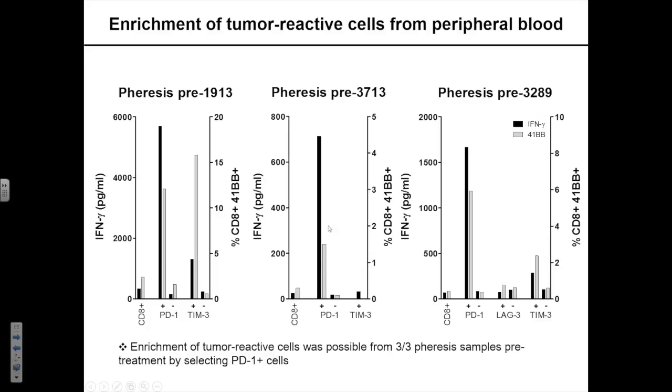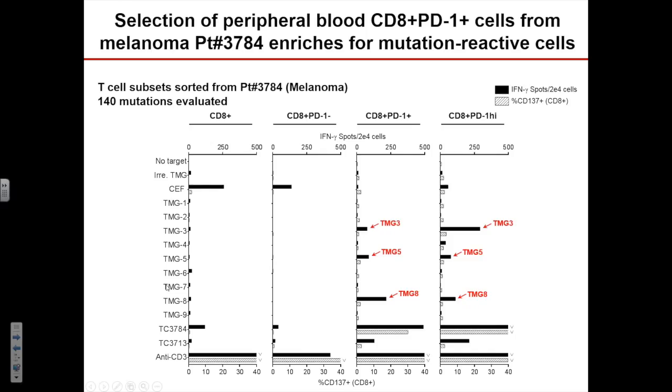Of course, it contains reactivity against multiple viral antigens or whatever else the patient happened to have been recently exposed to. But we can now take these PD-1 positive cells, as we reported 2 to 3 months ago, and perform our tandem mini-gene approach. So in this patient, 3784 out of 140 mutations. These are just viral antigens, which are used as a positive control.